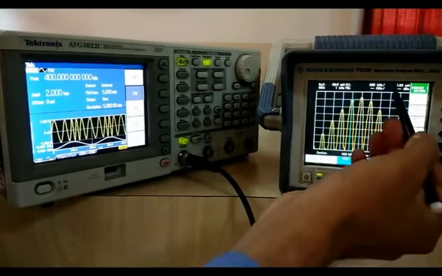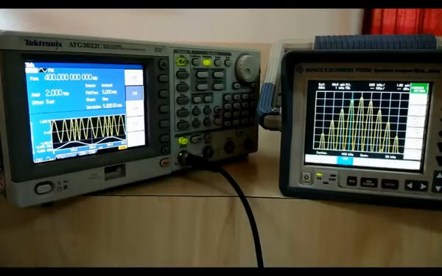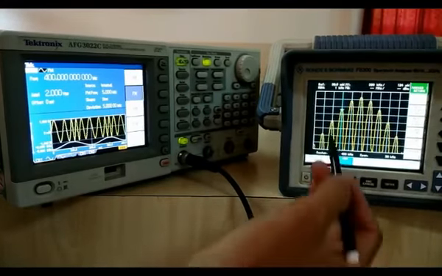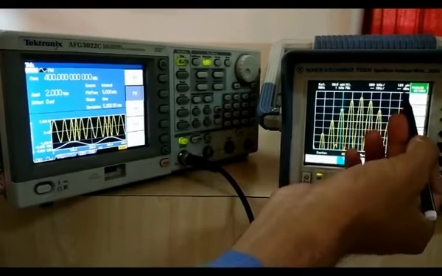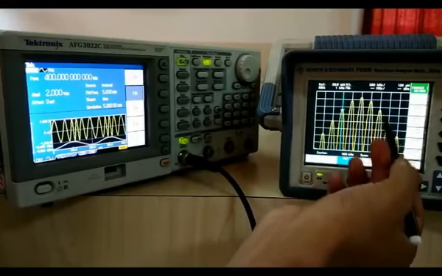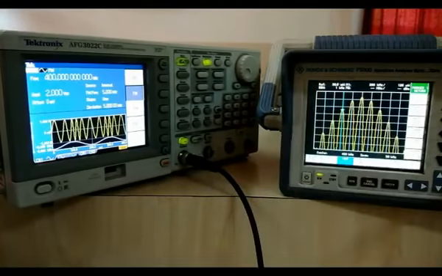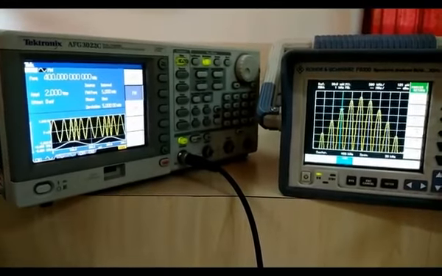These are the lower sidebands. You can see this is also approximately 1.83 milliwatt, which was the previous value at USB 1. This is LSB 2, the second lower sideband, and this value is nearly 126 microwatt. Earlier it was also 126 microwatt on this side. So this is for case 1.